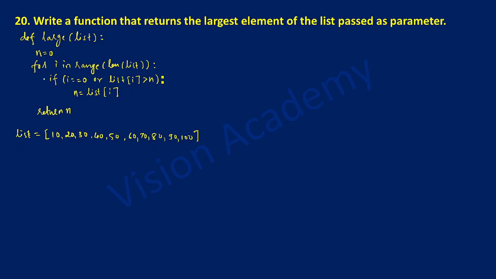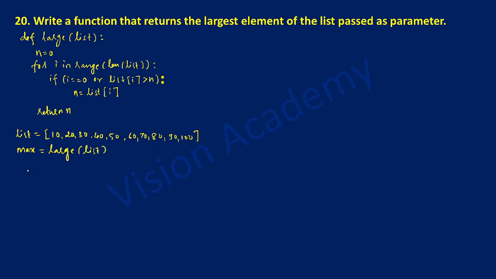Next, I'm going to call this particular function using a variable called max is equal to. So the name of the function is large of list. So here I'm going to call it by its name, large of list.